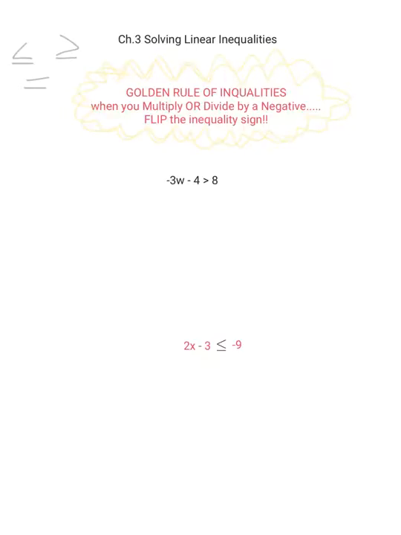So let's take a look at number 1. I have negative 3w minus 4 is greater than 8. So again, I'm going to solve for w. I want to solve this like I would as if this was an equal sign, not a greater than sign. I'm going to add 4 to both sides. So I'm left with negative 3w is greater than 8 plus 4, which is 12.